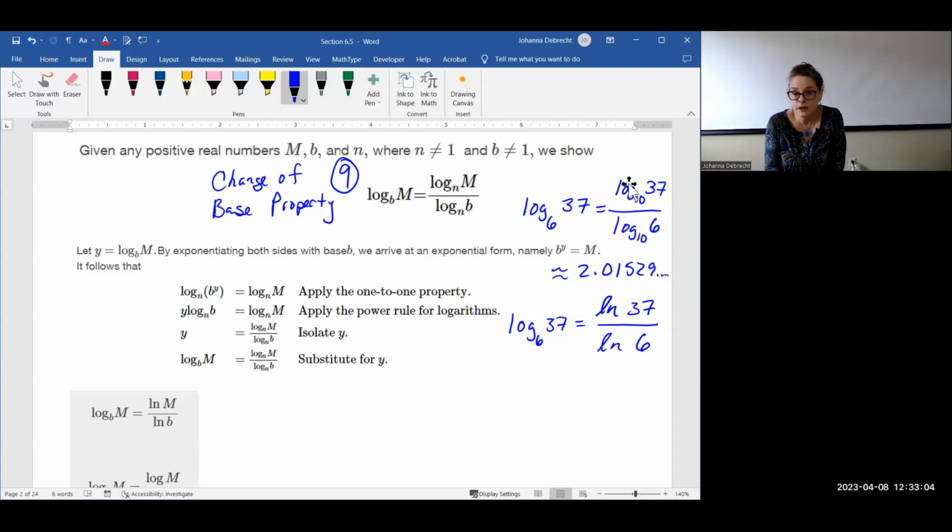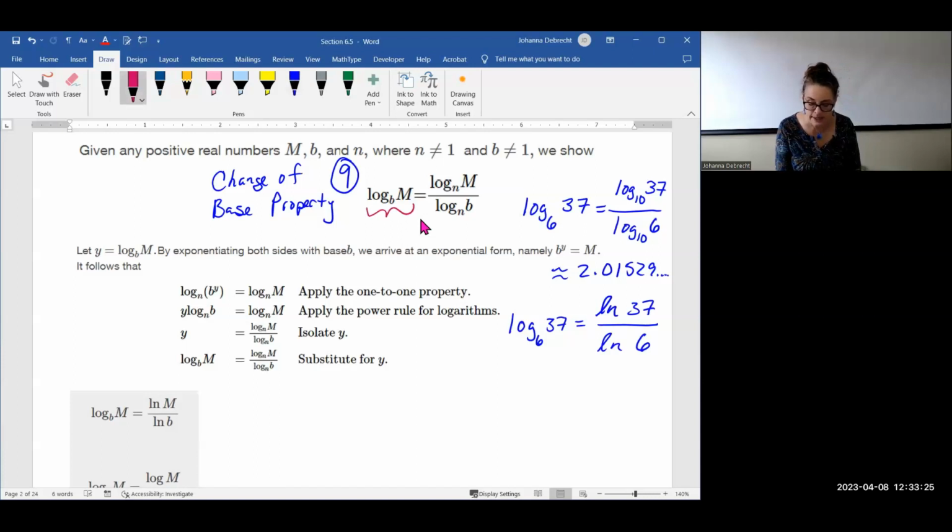Now I could also convert it to something that's log base 5 if I wanted to, but log base 5 isn't on my scientific calculator, so that's not much help for me, right? Now let's take a look at why this particular one works. So we're going to start with the left-hand side here.